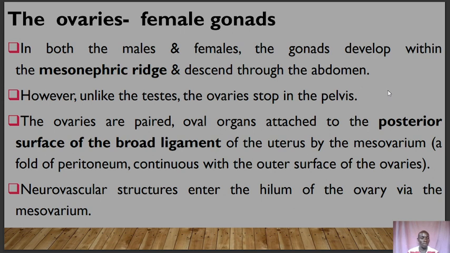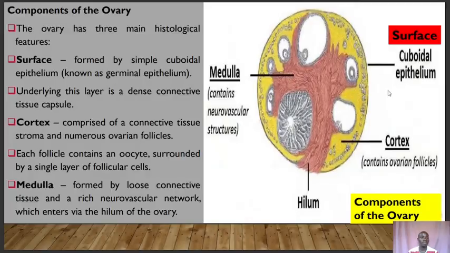The ovaries are paired oval organs, and they are attached to the posterior surface of the broad ligament of the uterus by the mesovarium. This is just a fold of the peritoneum that is continuous with the outer surface of the ovaries. The neurovascular structures enter the hilum of the ovary via the mesovarium.